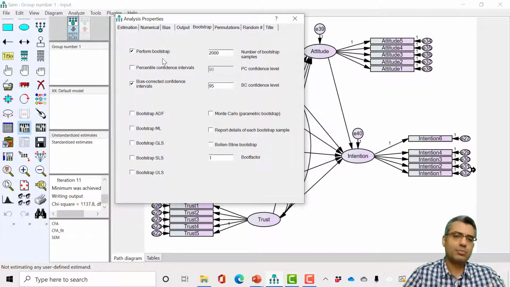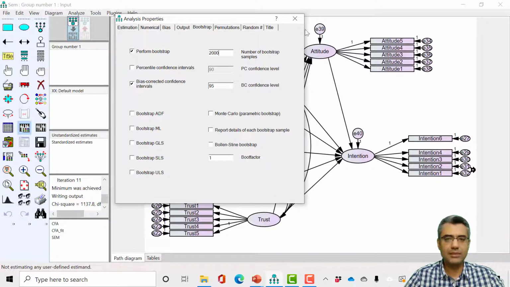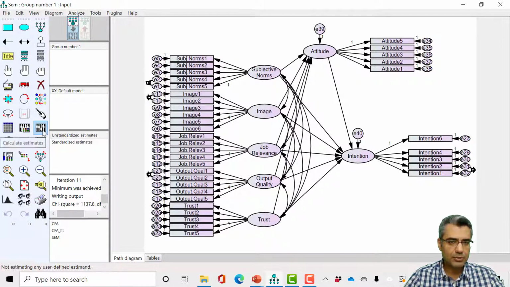So to simplify, I just change this to 2000 and the third one to 95. Let me show you the results. Then close and then run the model.